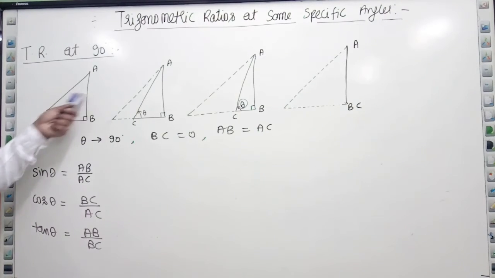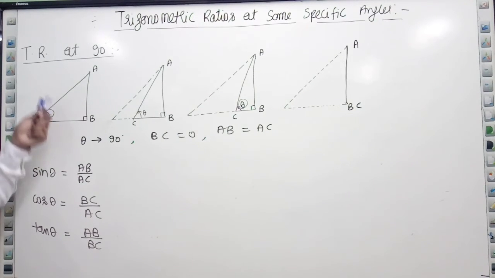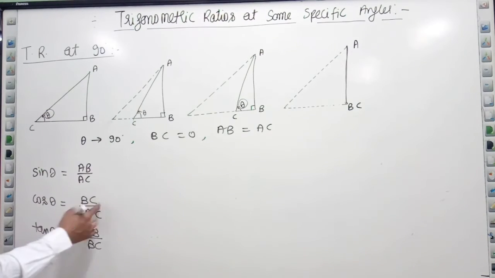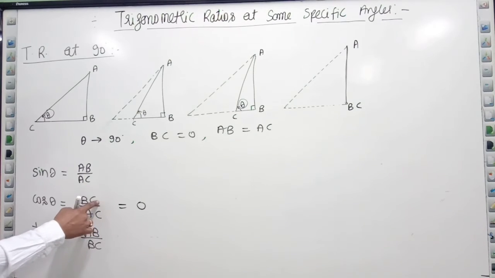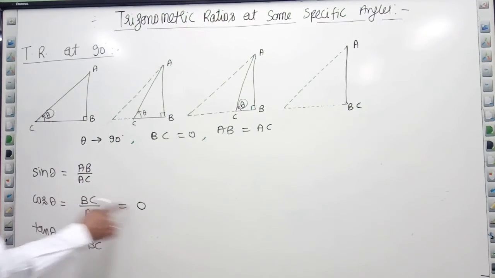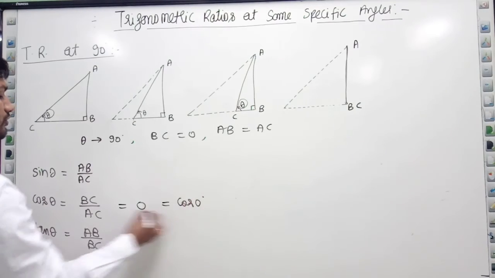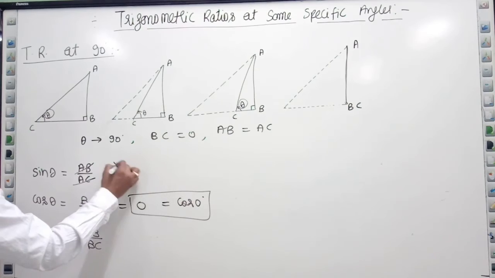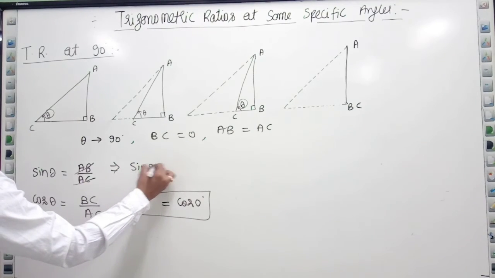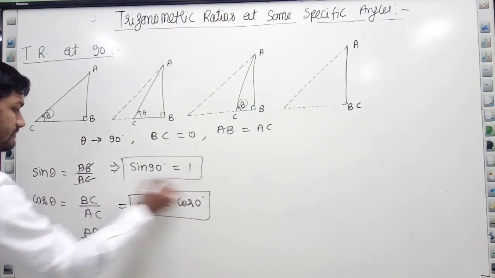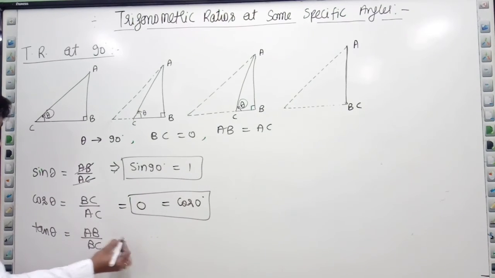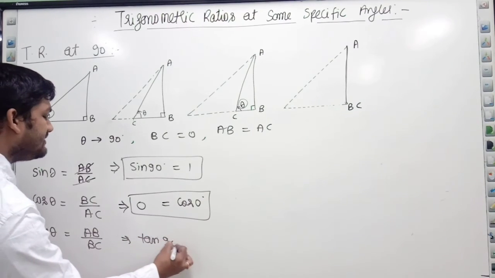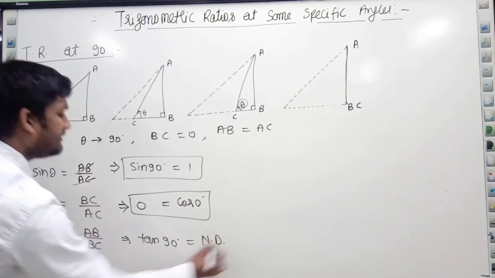Now sine is what? Perpendicular upon hypotenuse. Cos is base upon hypotenuse. Tan is perpendicular by base. When BC is 0, the numerator is 0, so cos 90 is 0. When AB equal to AC, these two will be cancelled, so sin 90 is equal to 1. When BC is 0, the denominator is 0, so I can say that tan 90 is not defined.